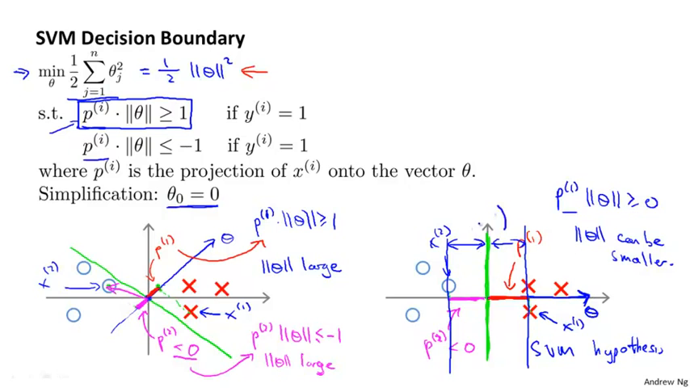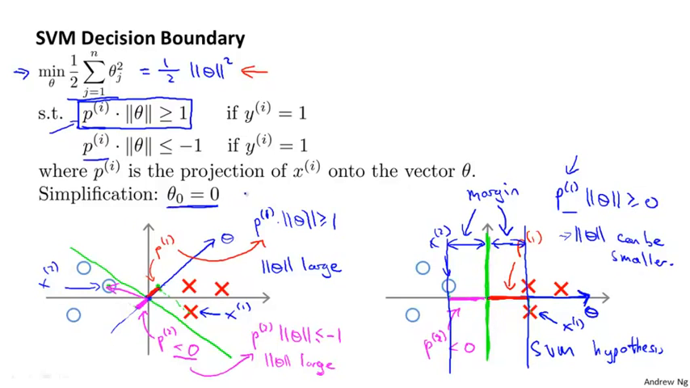that separates the positive and negative examples, and the magnitude of this margin is exactly the values of p1, p2, p3, and so on. By making the margin larger, by making these terms p1, p2, p3, and so on large, the SVM can end up with a smaller value for the norm of theta, which is what it's trying to do in the objective. And this is why the support vector machine ends up as a large margin classifier: it's trying to maximize the norm of these pi's, which is the distance from the training examples to your decision boundary.